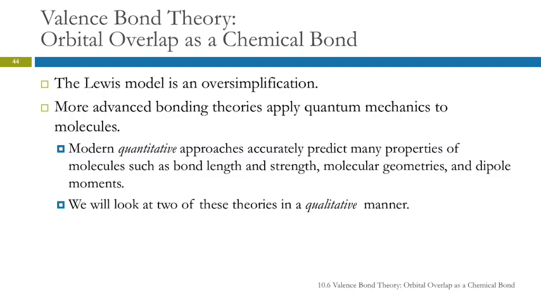The quantitative approaches to predicting properties of molecules are going to look at things like bond length, strength, molecular geometries, and dipole moments. There's more than one theory. We're going to look at two of them, but not in a quantitative manner. We're going to look at them in a qualitative manner. So we'll get kind of deep into valence bond theory. The next section is about molecular orbital theory, and we'll just give you a brief introduction to that.